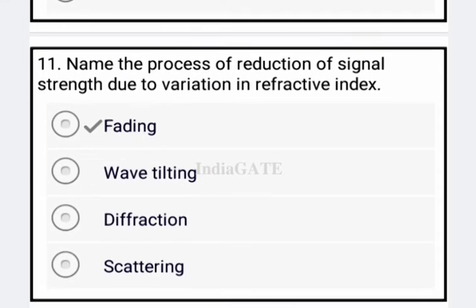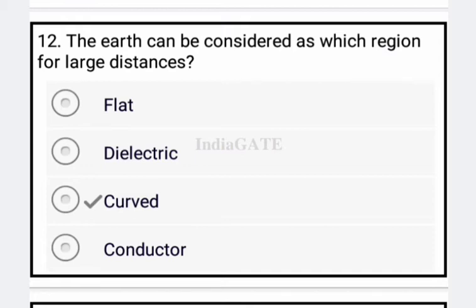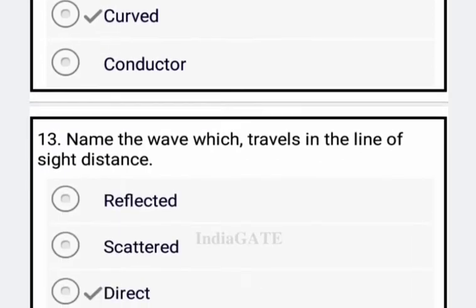Next question. The name of the process of reduction of signal strength due to variation in the refractive index. So the refractive index variation is based on fading. So option A is your correct answer. Next question. The earth can be considered as which region for large distances? So the correct answer is curved. So option C is your correct answer.